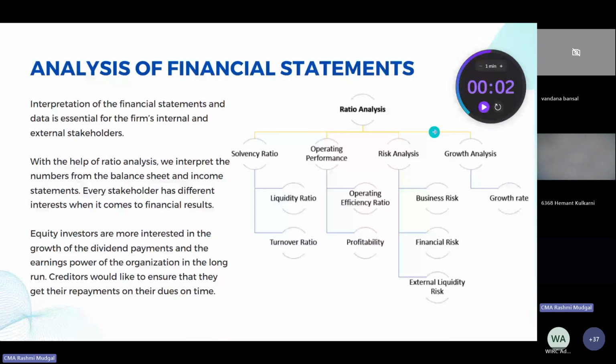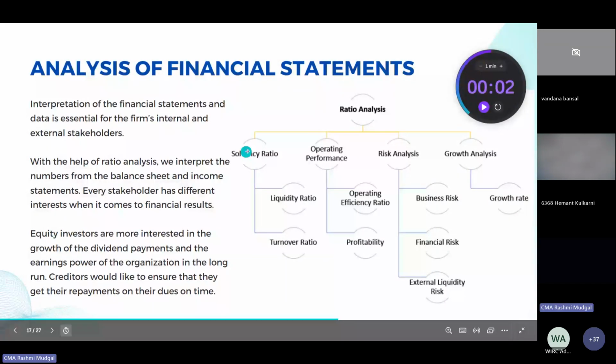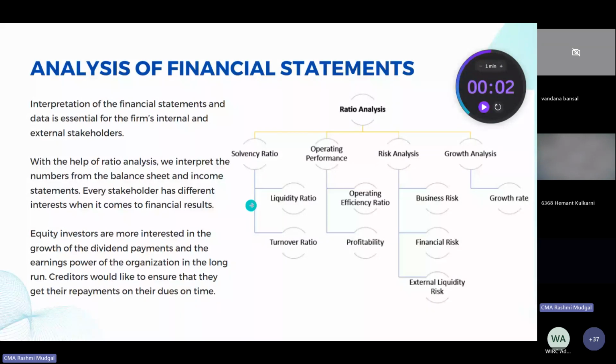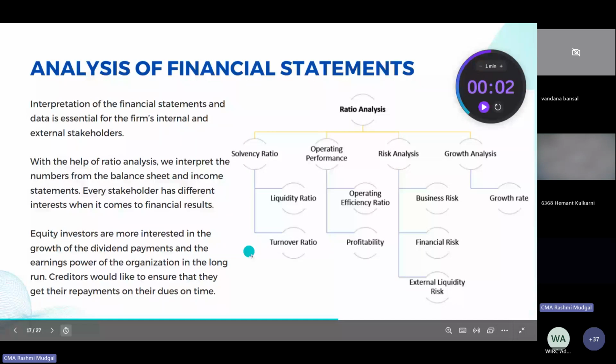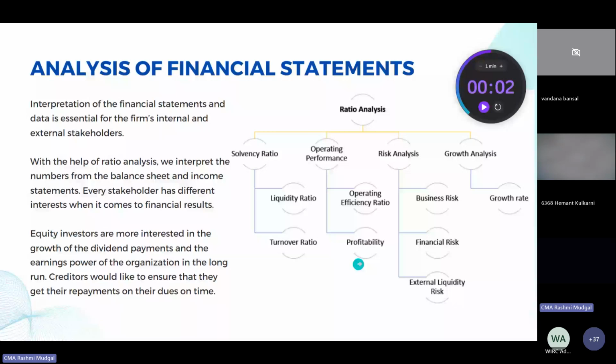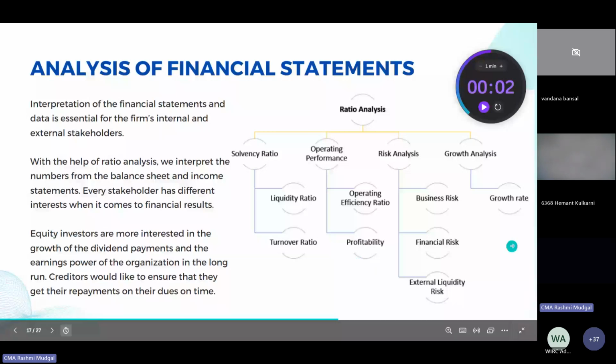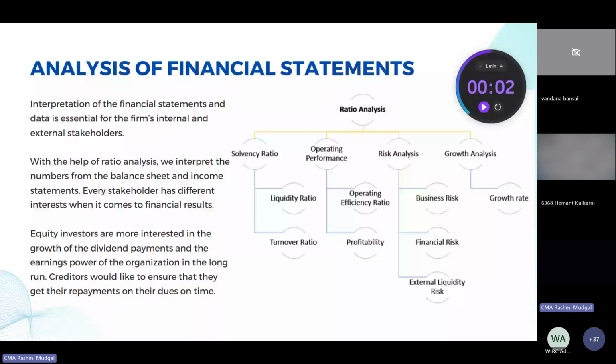Next, we are going to analyze the financial statement. They have types of ratios. This is the solvency ratio. Solvency ratio has a liquidity ratio as well as turnover ratio, operating performance ratio, efficiency ratio, and profitability, business risk, financial risk, external liquidity risk, and growth rate. So, analysis of financial statements actually takes ratio analysis also.